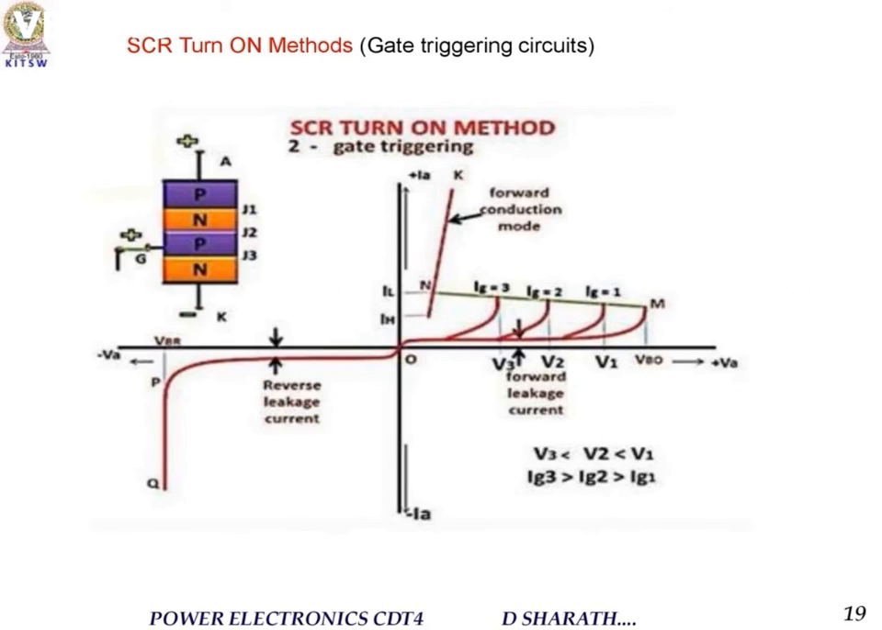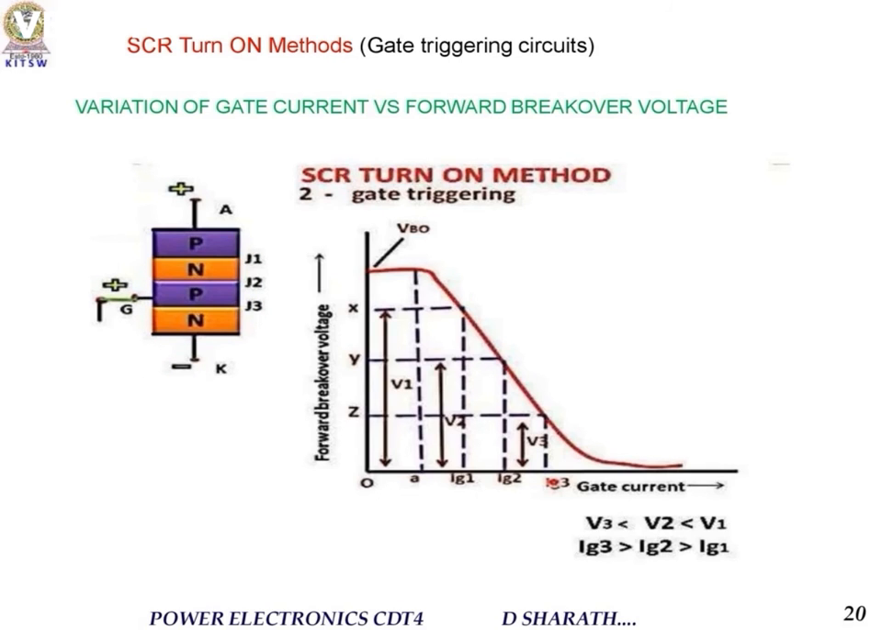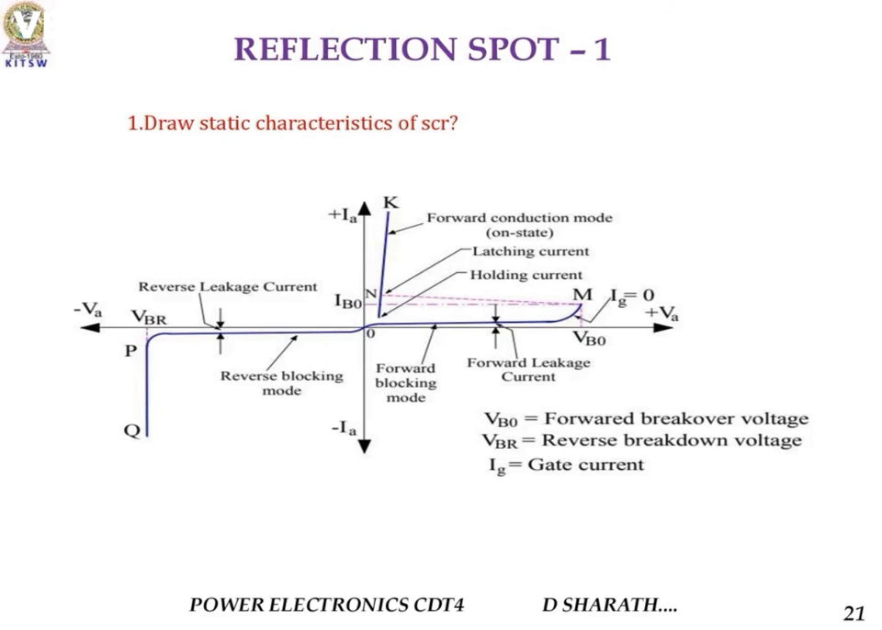These are the gate triggering characteristics. Initially, at the forward breakover voltage VBO, the gate current is increased step by step: Ig1, Ig2, and so on. The anode current increases linearly. This is the forward conduction mode. In the reverse direction, there is a reverse breakover voltage, due to the reverse leakage current flowing. This is the variation with gate current. Whenever the gate current increases, the breakover voltage decreases. So Ig3 is greater than Ig2, which is greater than Ig1, and then the voltage decreases, that is, V3 is less than V2, which is less than V1.